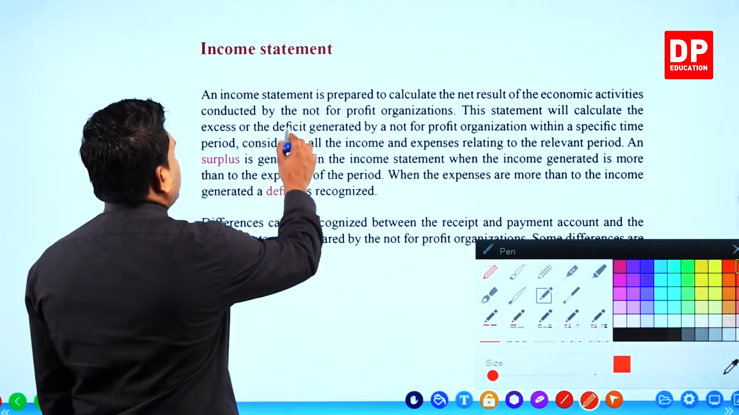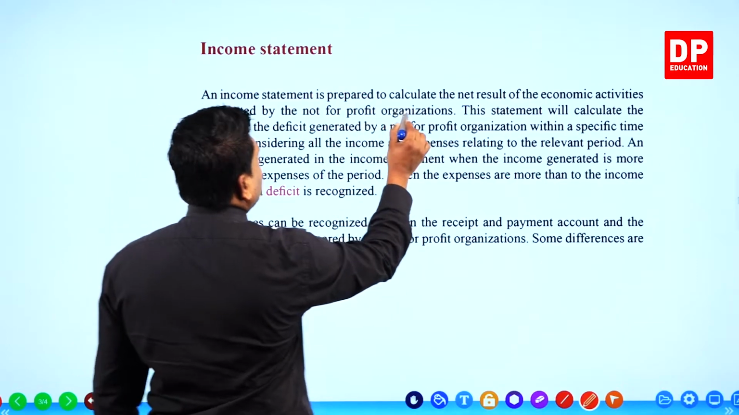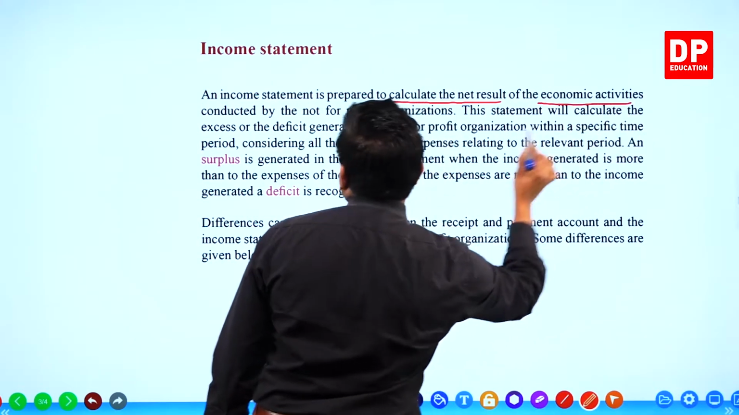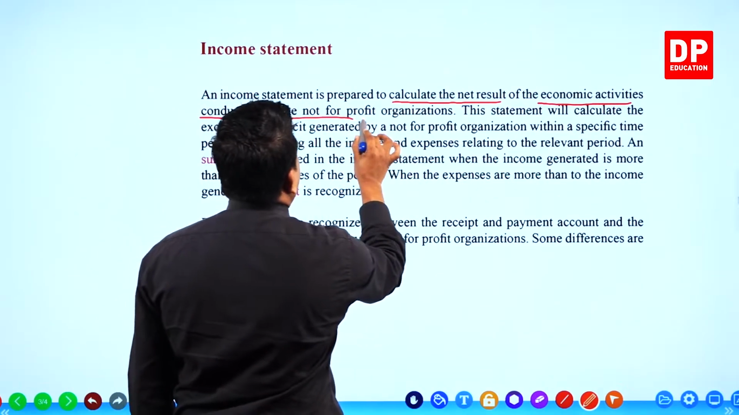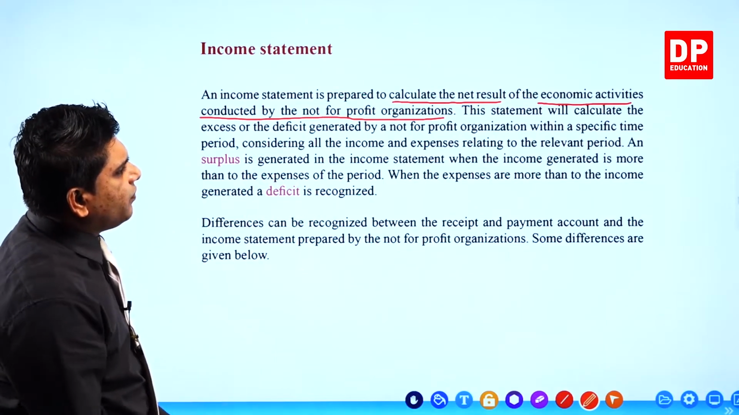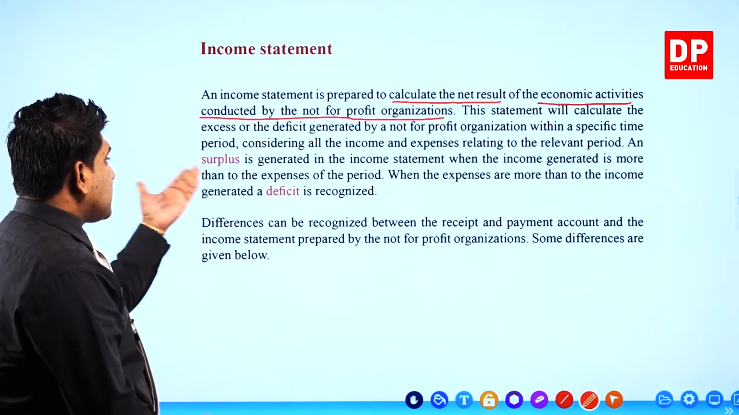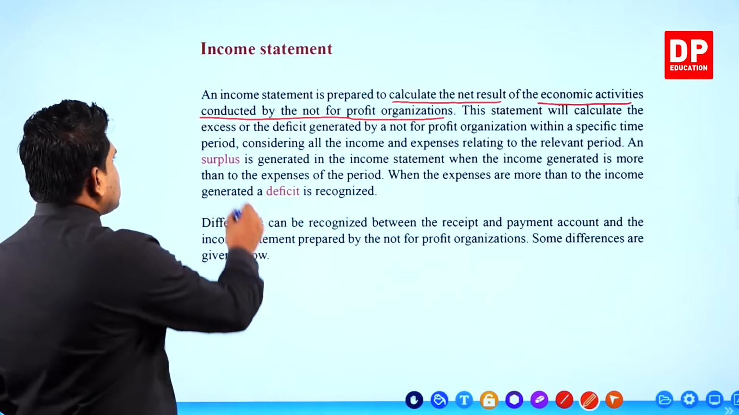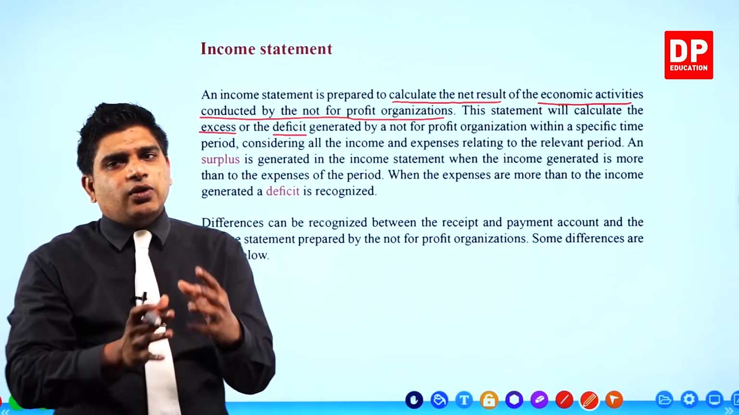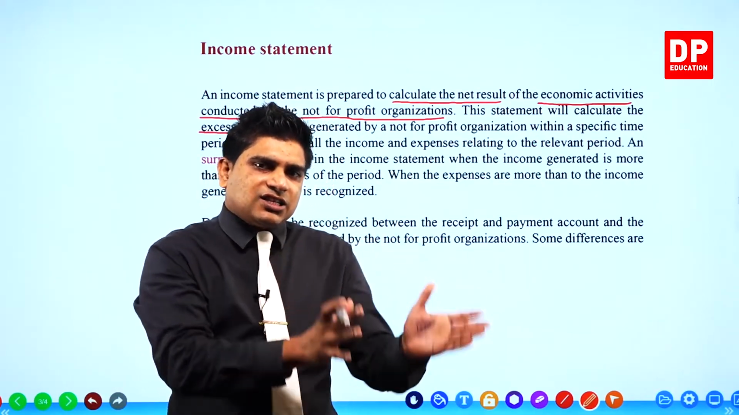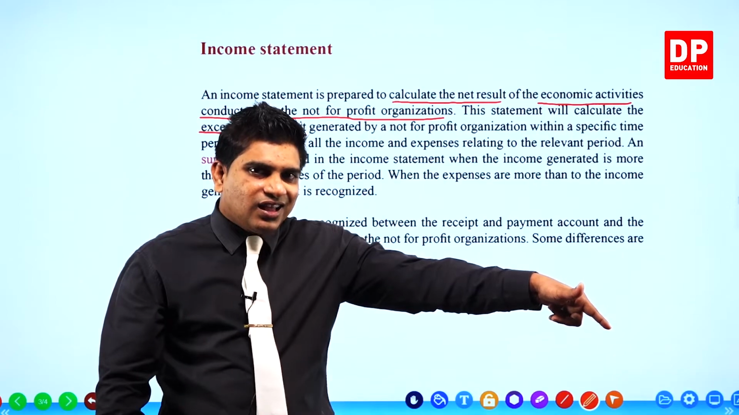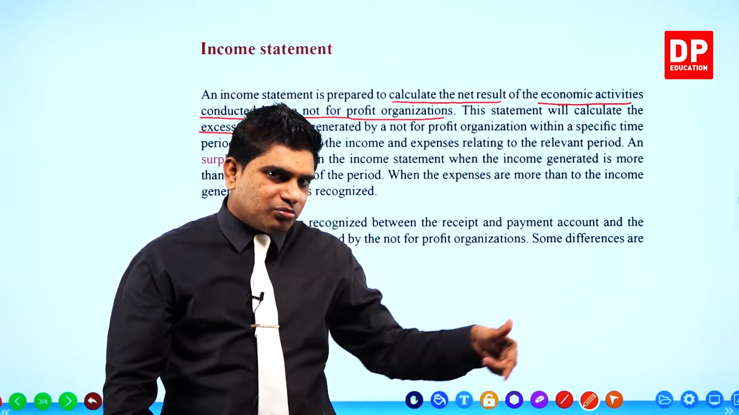What we calculate is the net result of economic activities conducted by not-for-profit organizations. This statement will calculate the excess or deficit. Excess means income minus expenses. There you can see net profit, in the profit and loss statement.